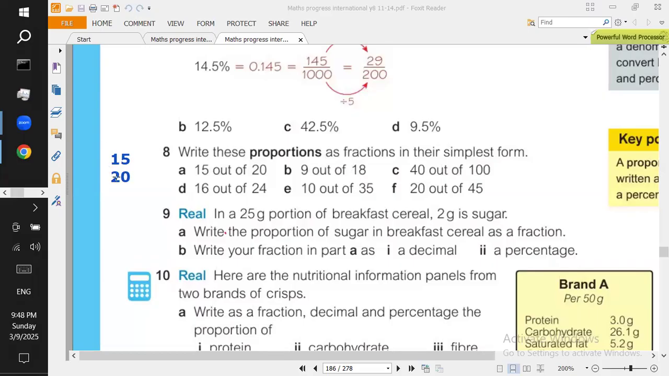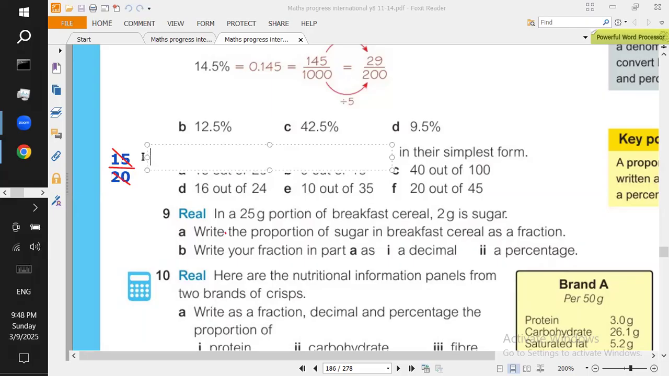And then you simplify it to its simplest form by dividing by the highest common factor. The highest common factor between them is 5, so divide by 5, divide by 5. 15 divided by 5 will be 3, like this. And 20 divided by 5 would be 4. And this is the simplest form.